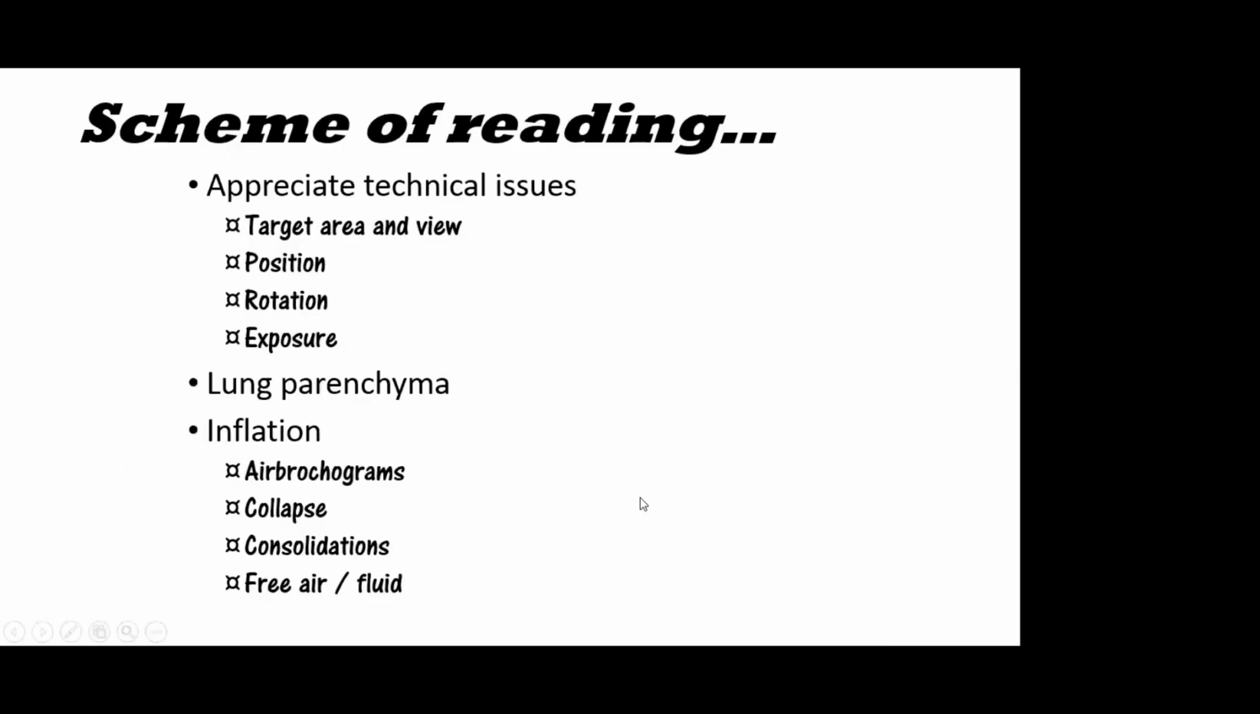So overall, in the scheme of reading, start with appreciating technical issues. See to it that whatever target area and view you have asked for, the X-ray of the same thing has been taken. Take care of the position, the rotation, and the exposure. If it is a chest X-ray, go to the lung parenchyma first. In the lung parenchyma, try to identify the degree of inflation. See the air bronchogram. Try to identify collapse or consolidation. And at the end, try to identify free air or fluid inside the lung field.